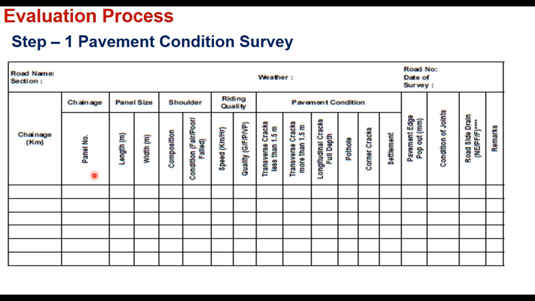So here it is the change at the panel number, what is the size of the panel, shoulder composition and condition, riding quality in terms of good, fair, poor or very poor, and similarly pavement conditions, transverse crack less than 1.5 meter in length, transverse crack more than 1.5 meter in length, and similarly longitudinal cracks, full depth, pothole, and all these parameters are collected during pavement condition survey, and then you decide the location for conducting FWD test.